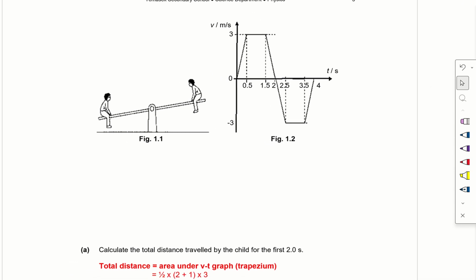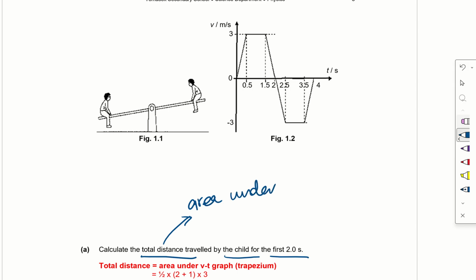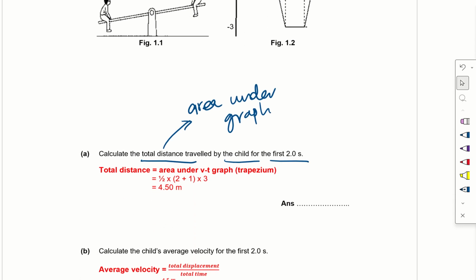They want us to calculate the total distance traveled by the child for the first 2 seconds. If you are talking about total distance for VT graph, it is the area under the graph, right? So for the first 2 seconds, the 2 seconds is here. So this will take the shape of a trapezium. But if you are not used to calculating the area for trapezium, you can actually break it out into two triangles and also a rectangle. But the answer is this.